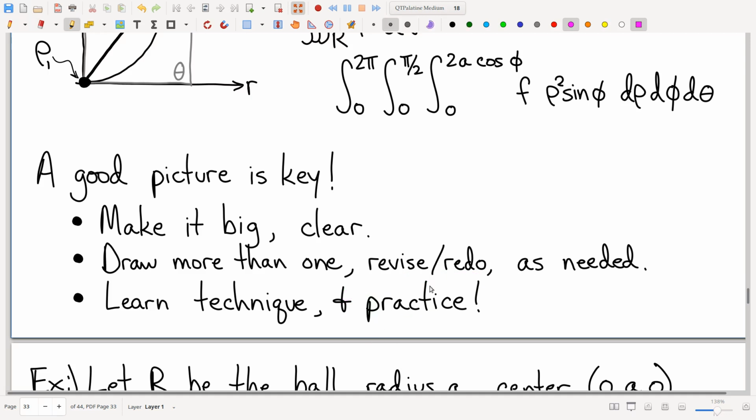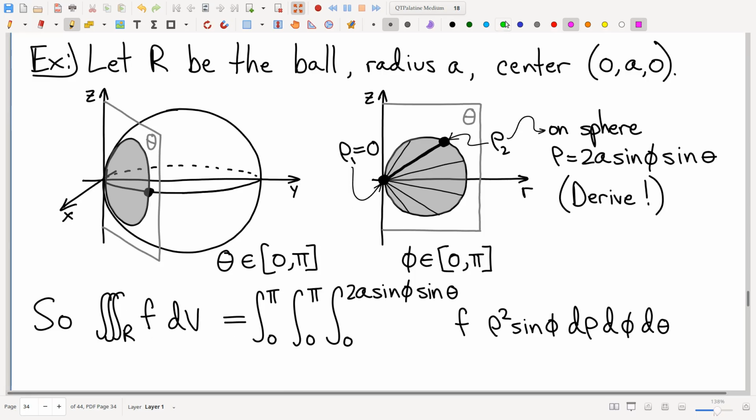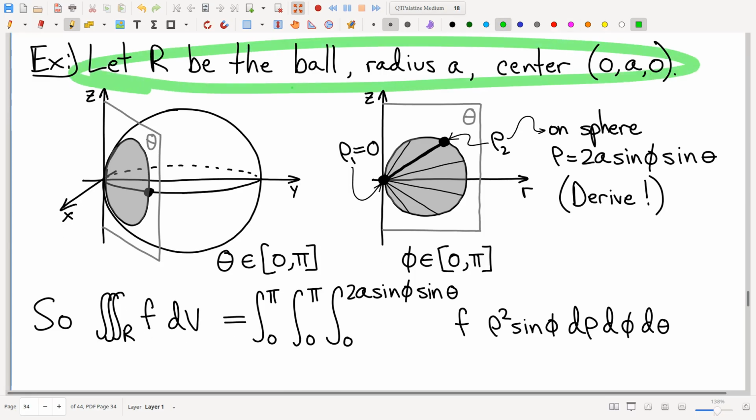Okay, another example. Another ball. Looks something like this. This one's offset also, but this time in the Y direction, right?